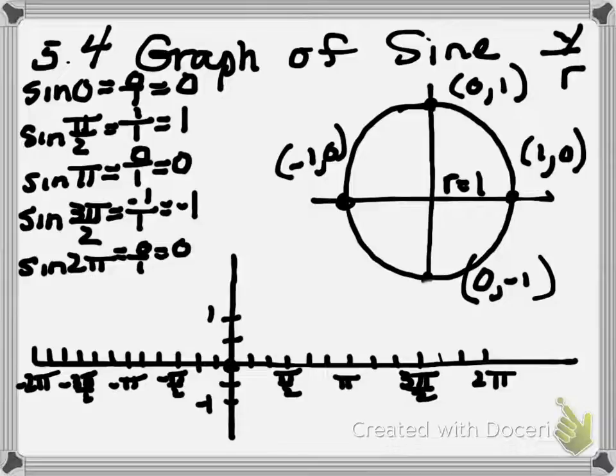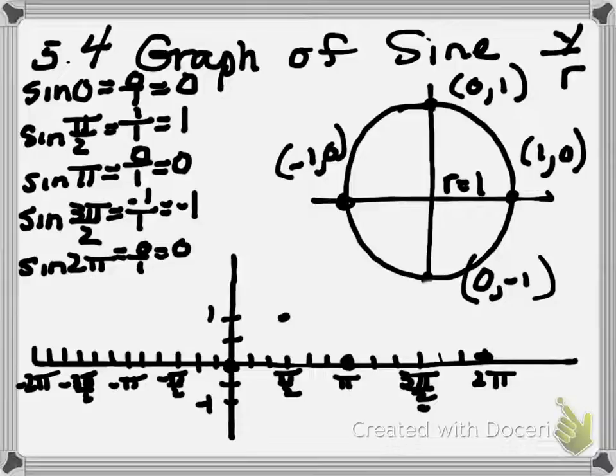So the sine of 0 is 0. The sine of pi over 2 is 1. The sine of pi is 0. The sine of 3 pi over 2 is -1. And the sine of 2 pi is back to 0. Now, if I want to look at those intermediate values, this is actually 30 and 60. The sine of 30 is 1/2, and the sine of 60 is the square root of 3 over 2.